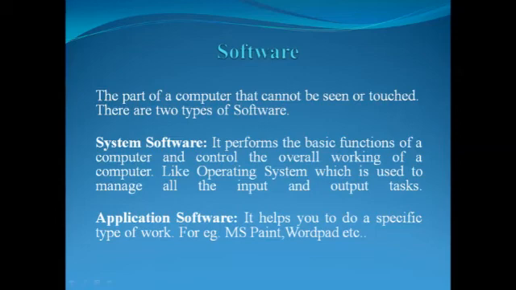Now let's talk about application software. It helps you to do a specific type of work. For example, MS Paint, MS WordPad, etc. In Paint, you can do painting and draw many pictures. You can take the example of a calculator also. You can use the calculator for doing calculation work.